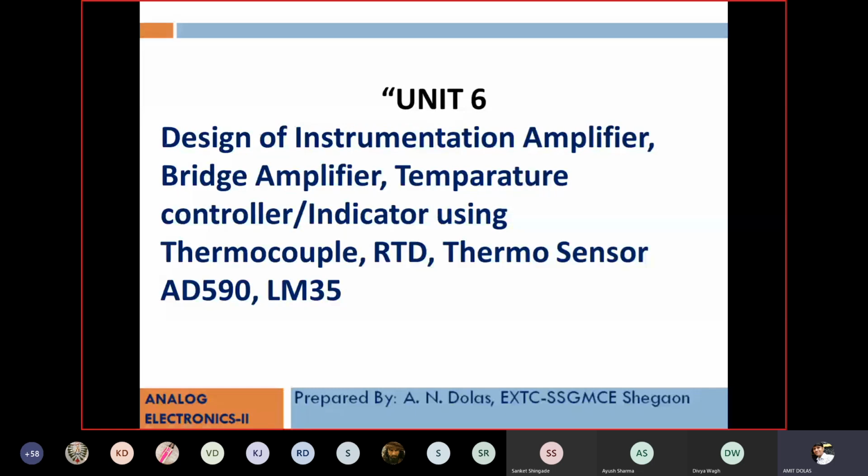Is the PPT visible in full screen? Yes, sir. Okay.